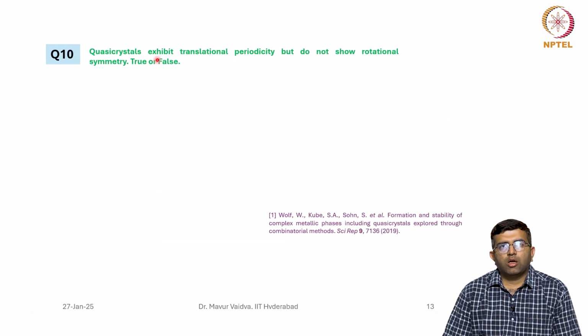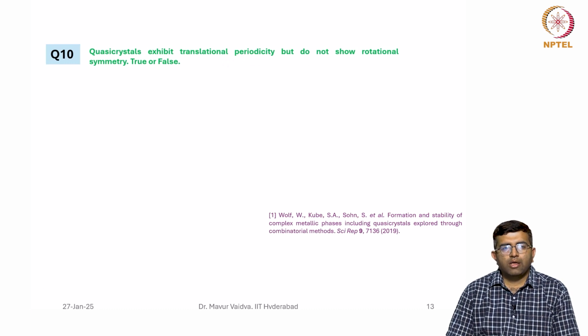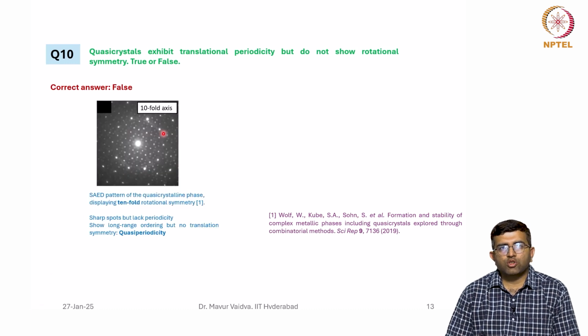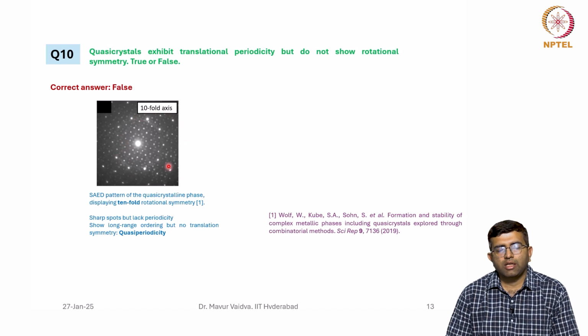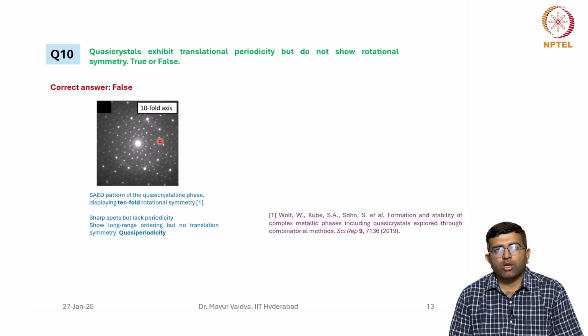Question number 10: quasi-crystals exhibit translational periodicity but do not show rotational symmetry, true or false? This is a false statement. Quasi-crystals show a rotational symmetry. They have a 10-fold axis, for example; they can also have a 5-fold axis or a 12-fold axis. So, they do show a rotational symmetry, but they do not show the translational periodicity.